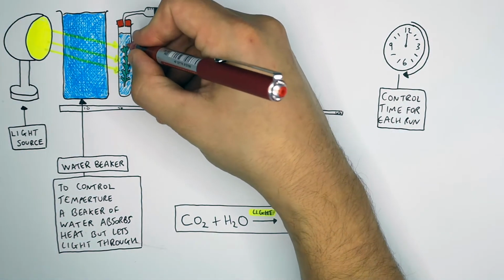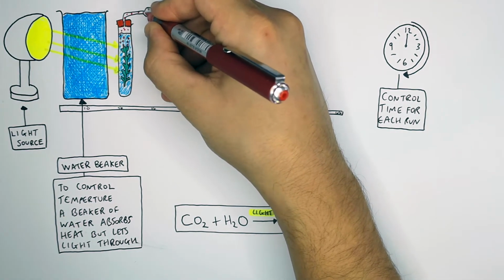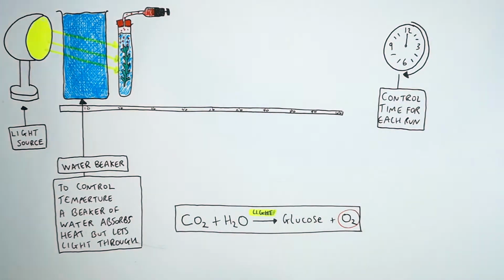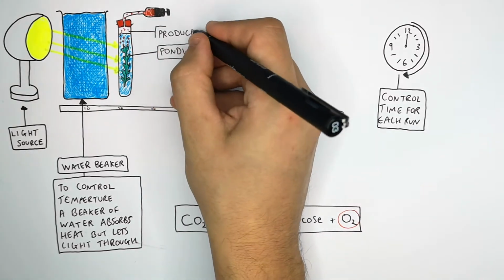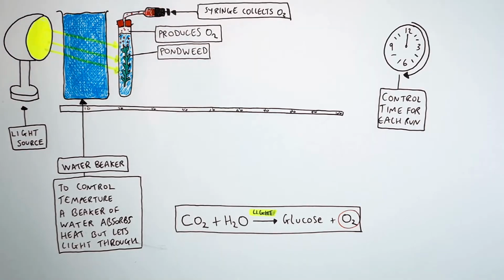So the oxygen is going to be released from the plant into the water of the boiling tube, and it is the oxygen that we're going to collect in the syringe. So this is the pondweed that is going to photosynthesize and then produce oxygen that it will release into the water, and the syringe is going to collect that oxygen. That is what we're going to measure.